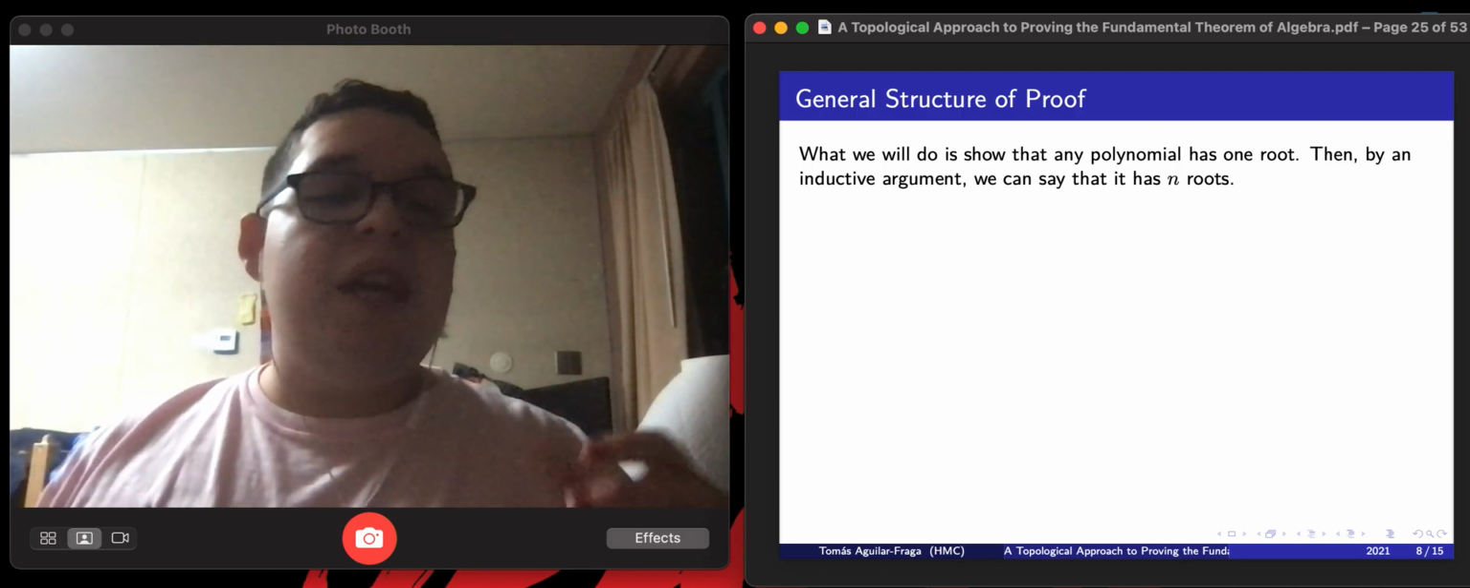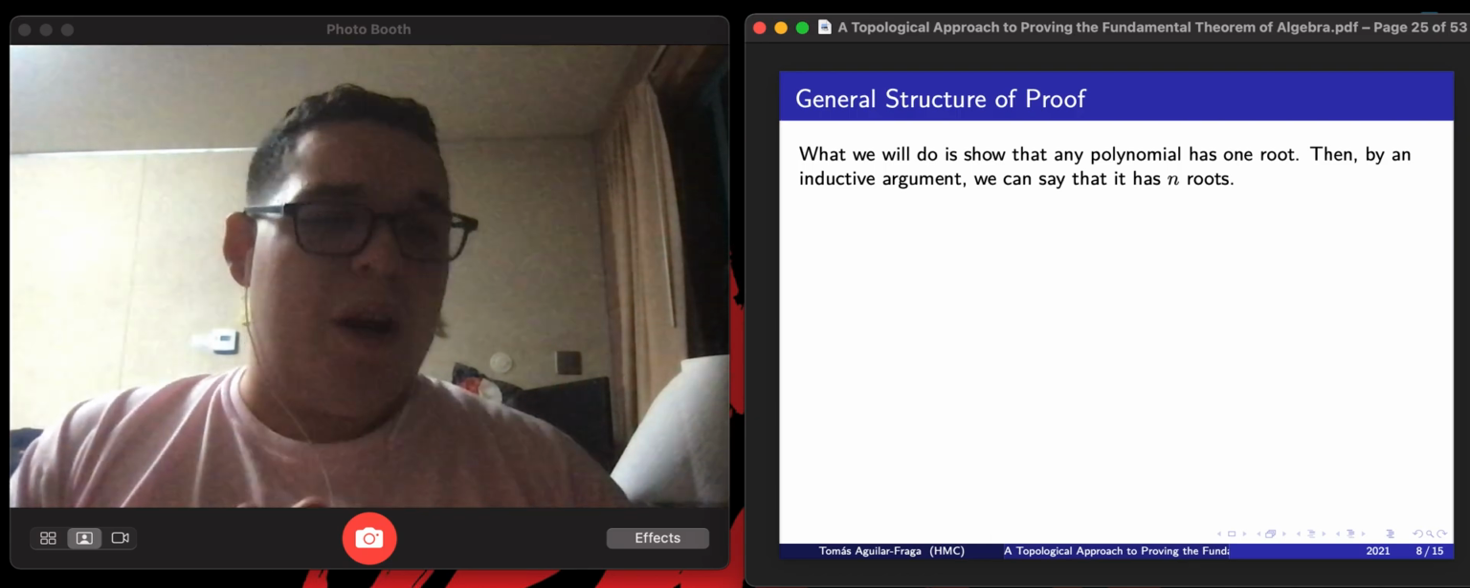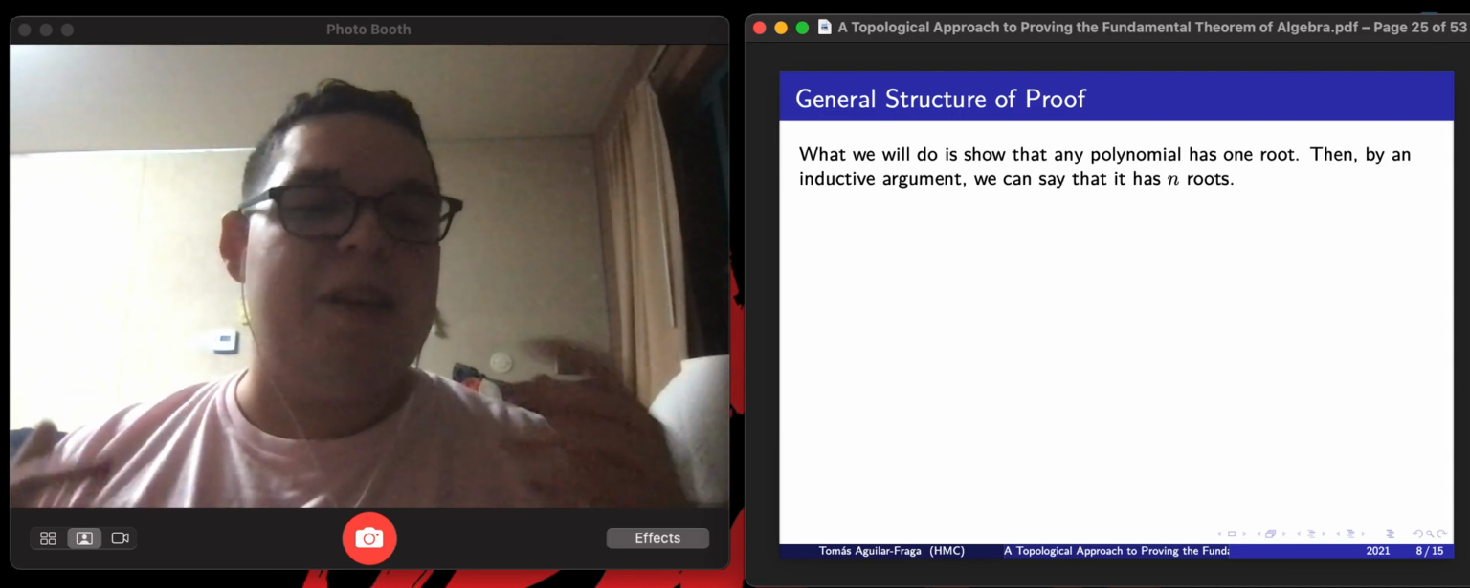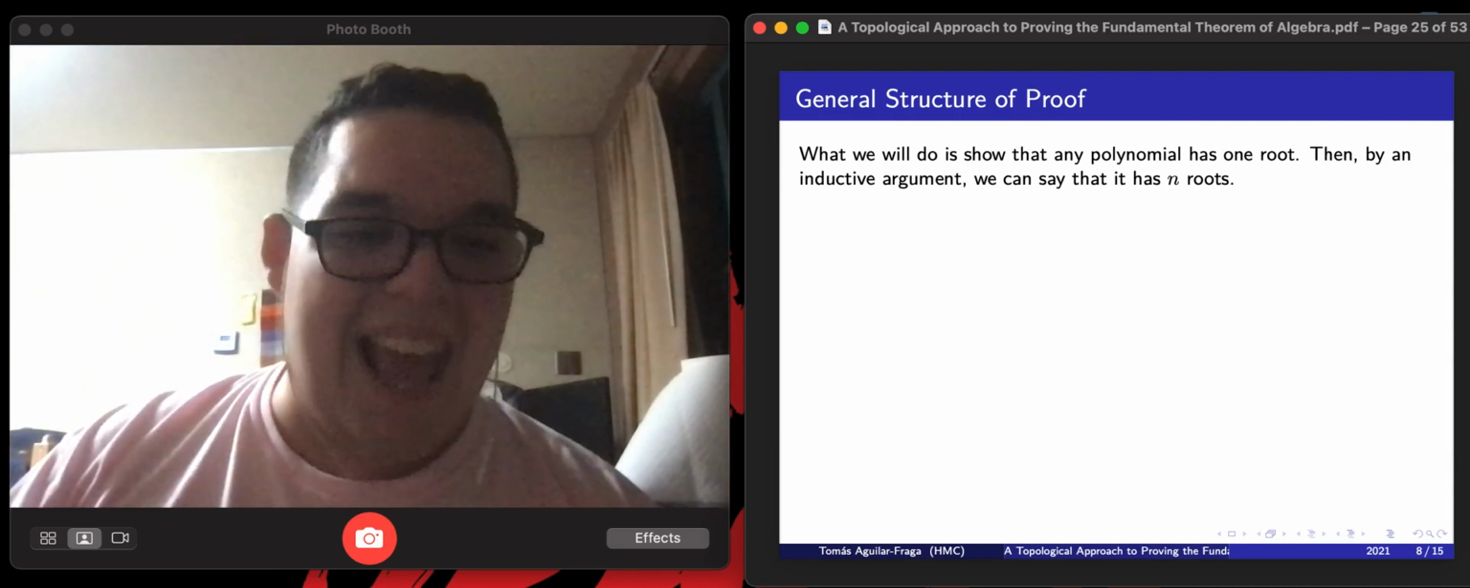What we'll do is we'll show that any polynomial first has just one root, right? Then by an inductive argument, we can say it has exactly n roots.